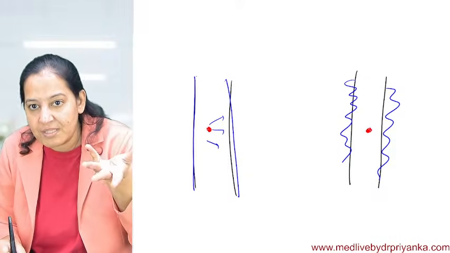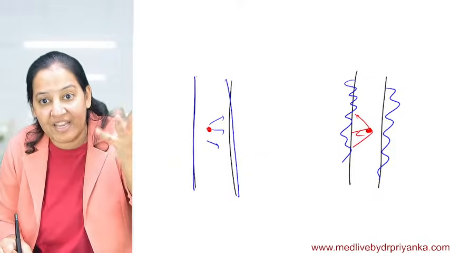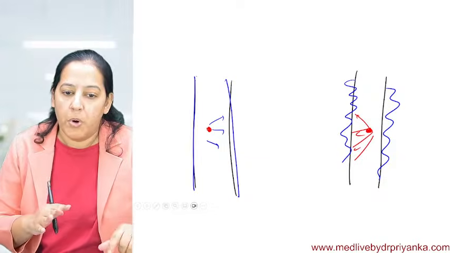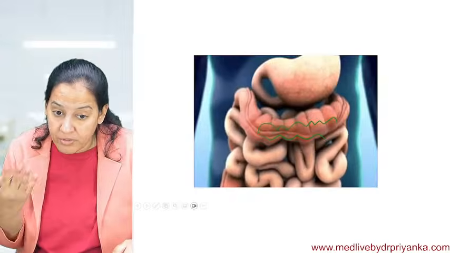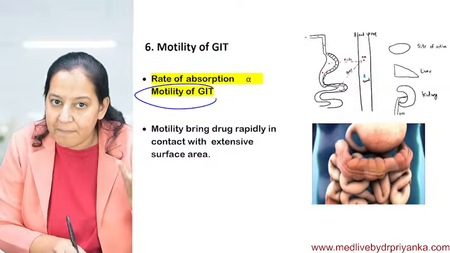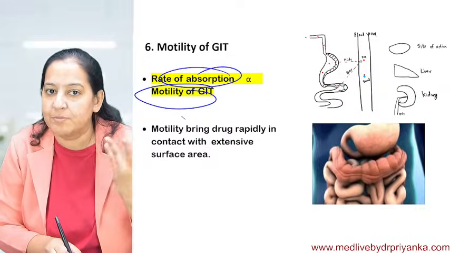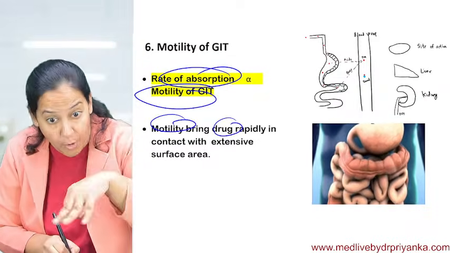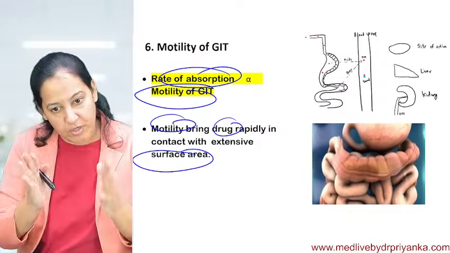So there are more chances the drug will come in contact with the surface area very quickly and get absorbed. So peristalsis, or the motility of the GIT, has a role in absorption of the drug. The more the peristalsis, the faster the absorption, because motility brings the drug rapidly in contact with the surface area as compared to a non-motile area.